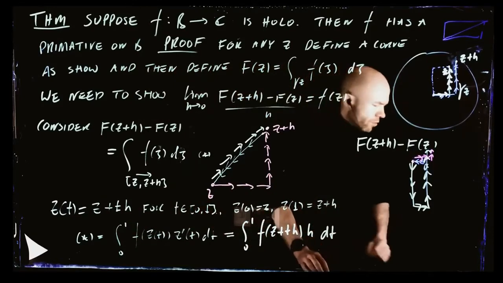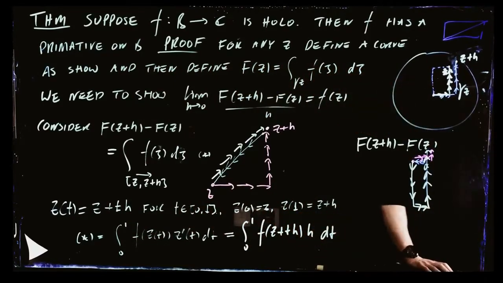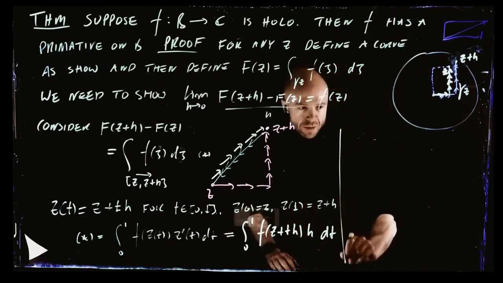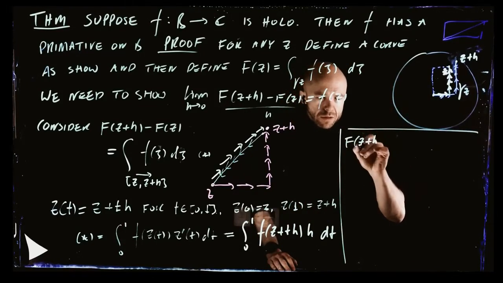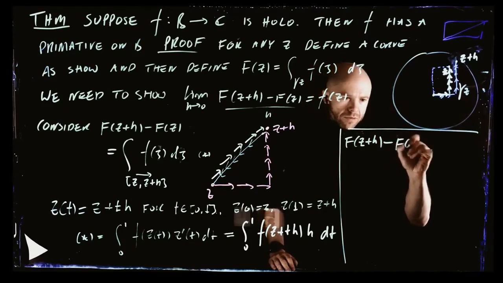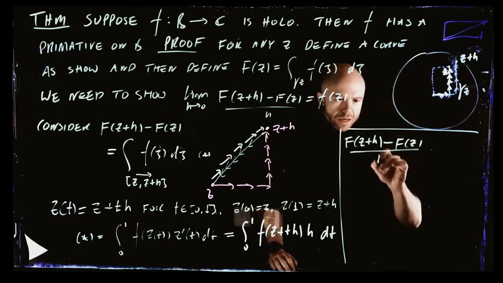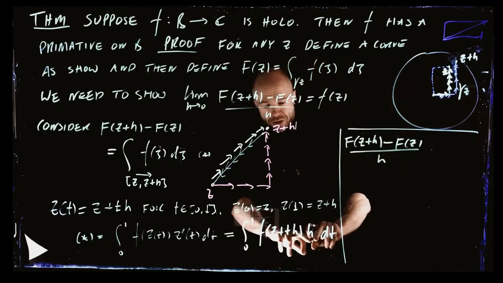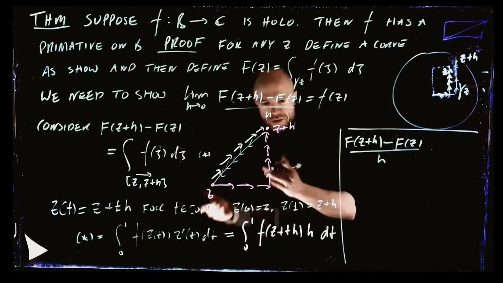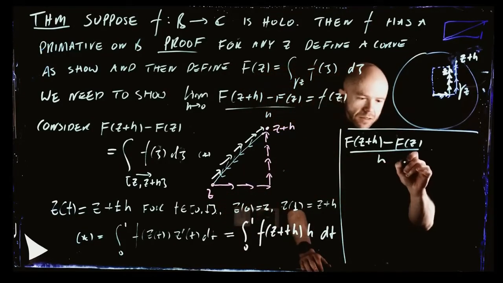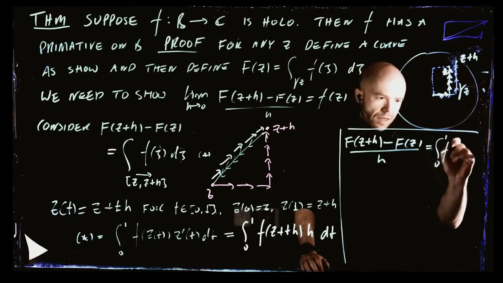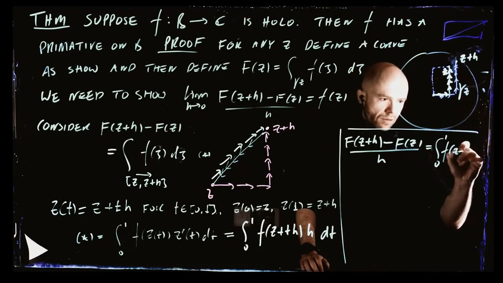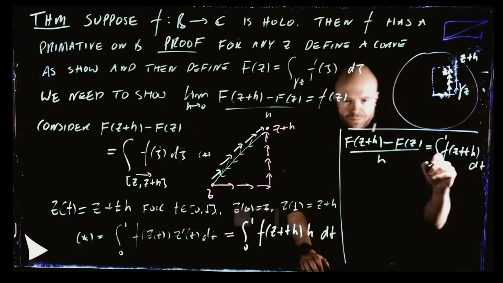Let's maybe erase this thing. So f of z plus h minus f of z over h. We divide by h. This h is not part of the integral. We just pull it out, right? It's just some complex number. So then this thing is just the same as the integral from 0 to 1 of little f of z plus t times h dt.